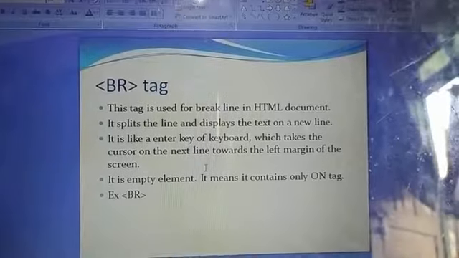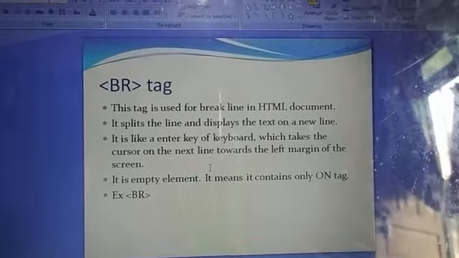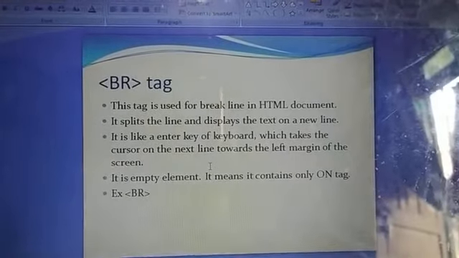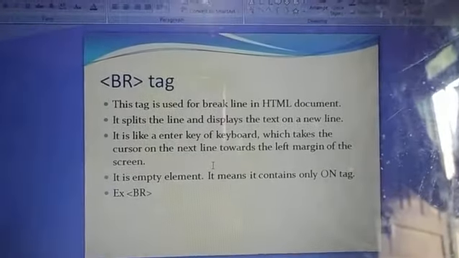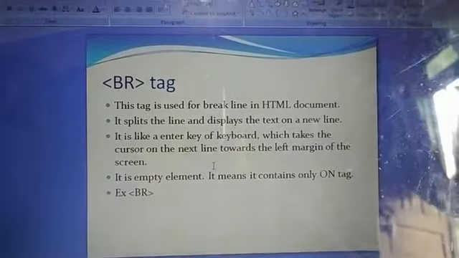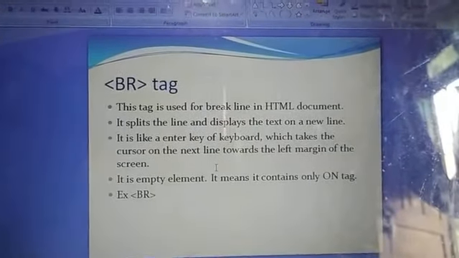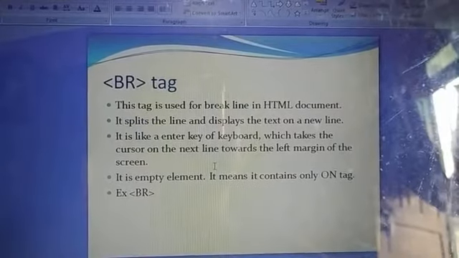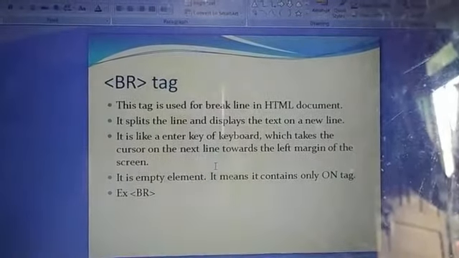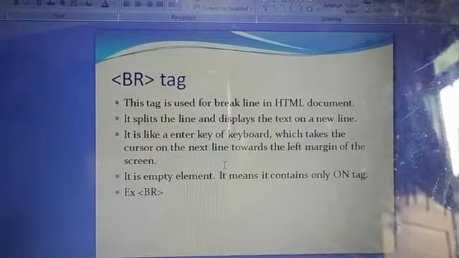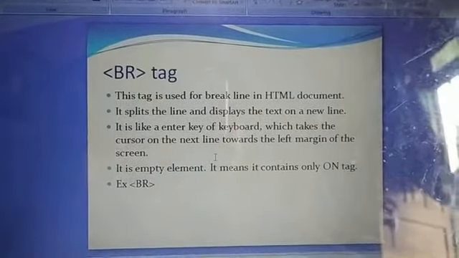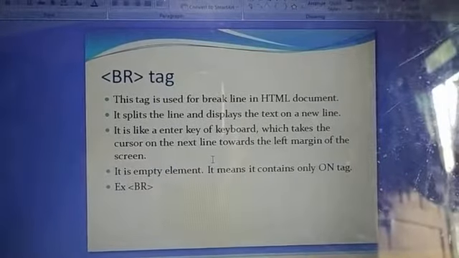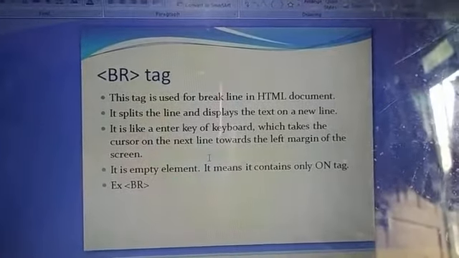Now the BR tag. This tag is used to break the line in HTML. It is like the enter key of a keyboard. When you press the enter key on a keyboard, what happens? Your cursor will go to the next line. Same thing, if you write down the BR in HTML, then it will display the contents from the next line. It is an empty element. It means it contains only the on tag. It doesn't have an off tag. Like for example BR.